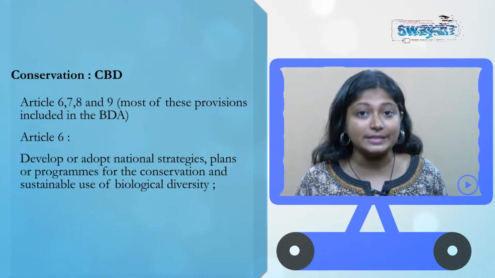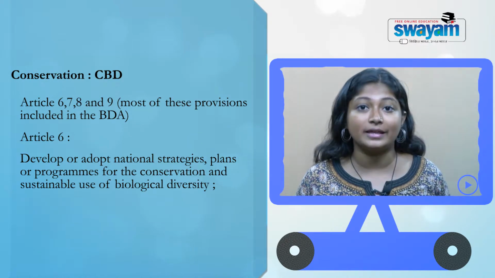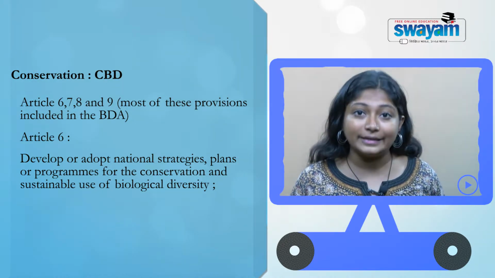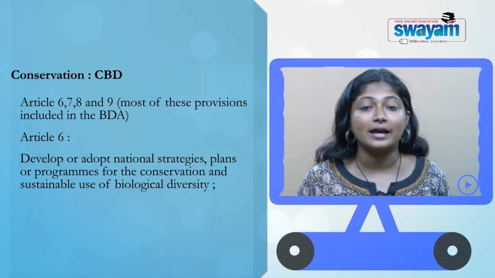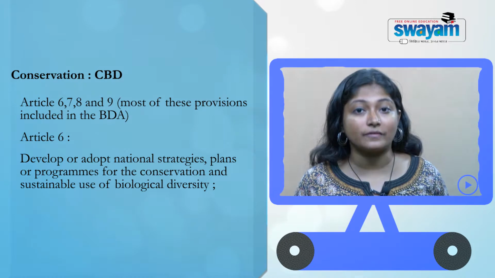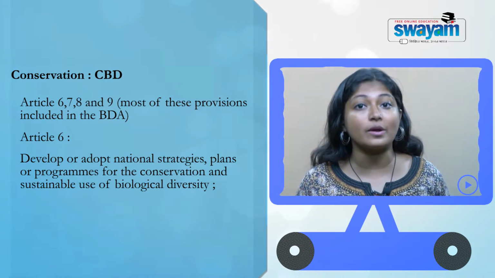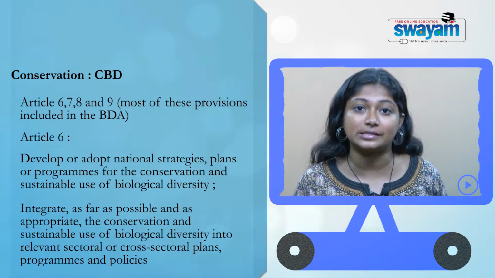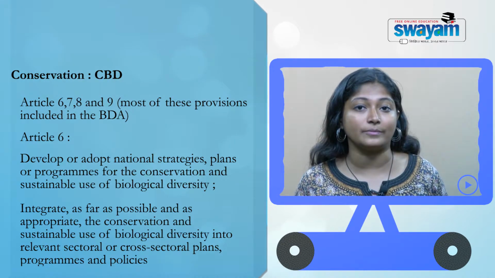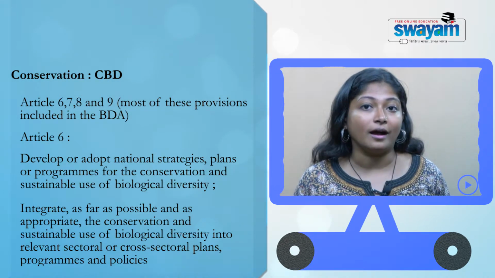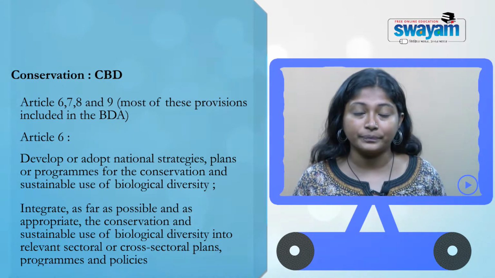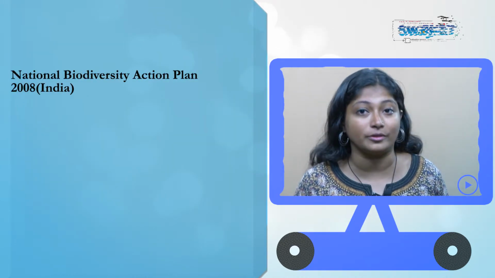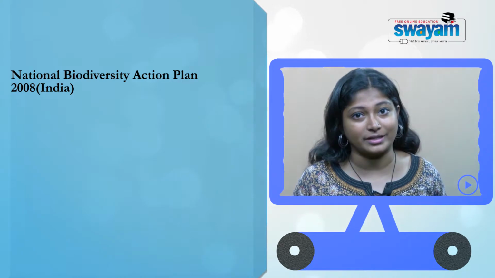It says that the states who are parties to this convention have an obligation to undertake and develop national strategies, national action plans, programs for conservation and sustainable use, and they also have an obligation to integrate these concepts of conservation and sustainable use into the already existing policies and regulations and programs and plans, etc. So this is what Article 6 is all about, and let's see how India has responded to this Convention on Biological Diversity.